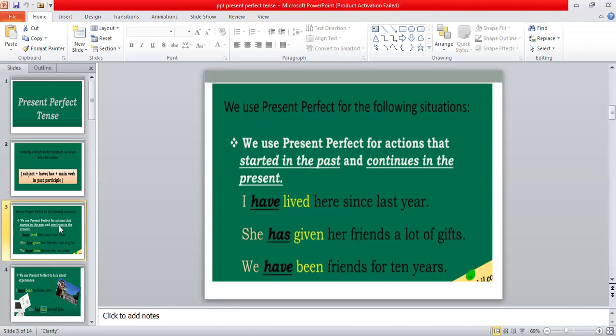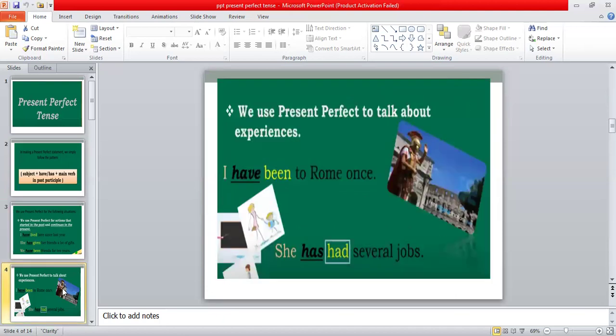It means you can see in these sentences: I have lived here since last year. She has given her friends a lot of gifts. We have been friends for 10 years. So all these sentences are simply telling us that something is completely finished in the present time.